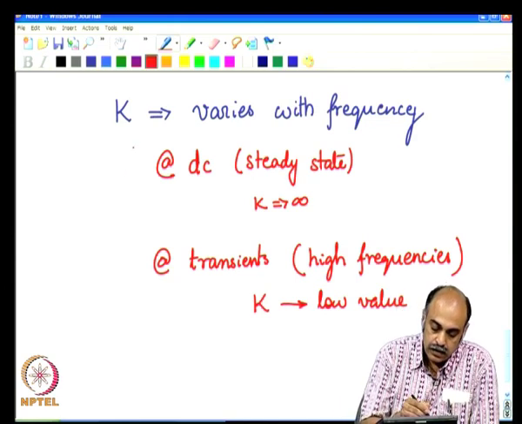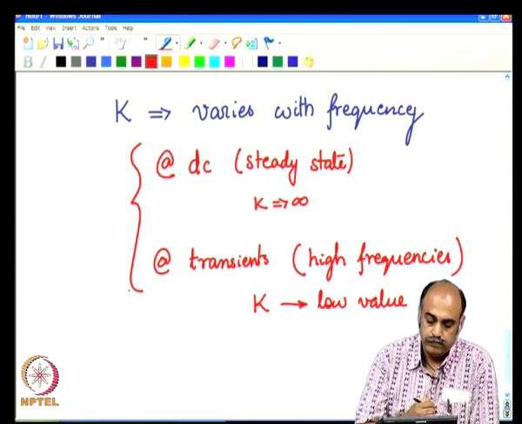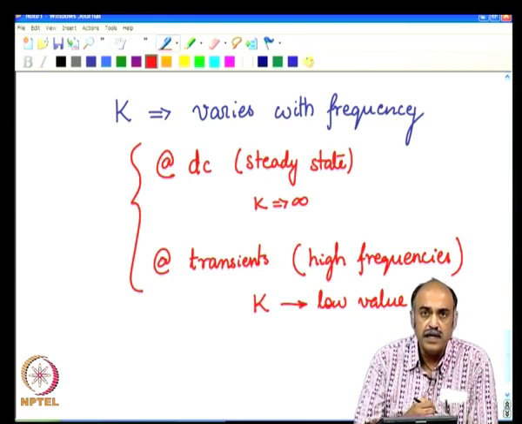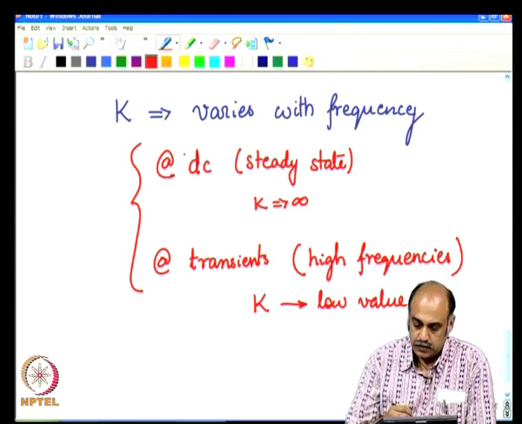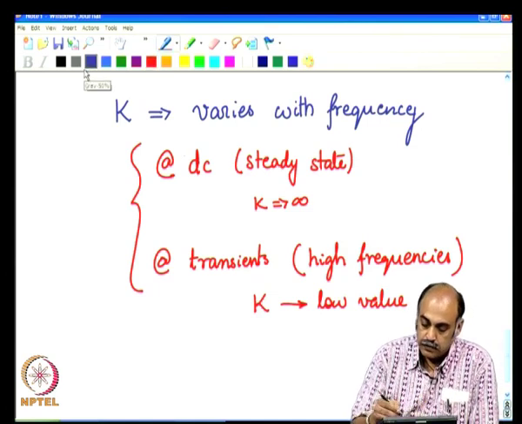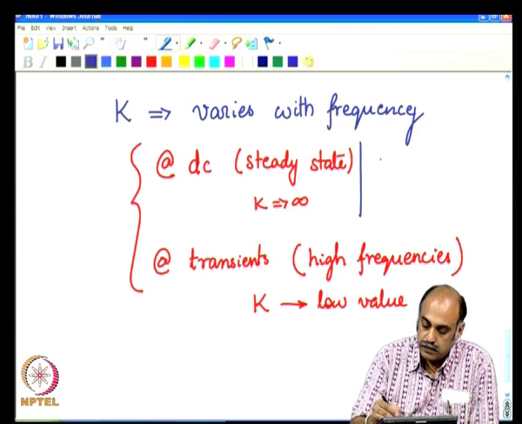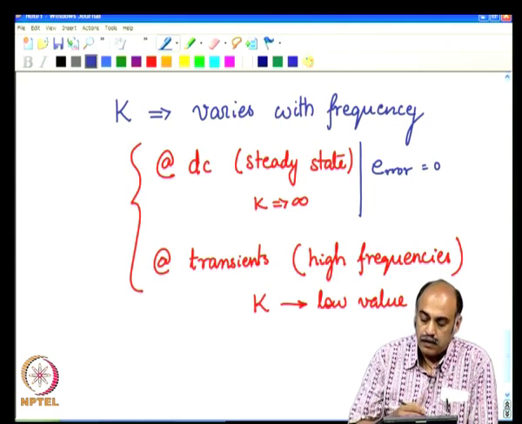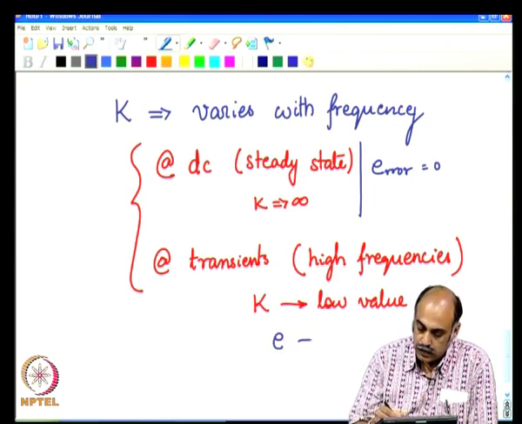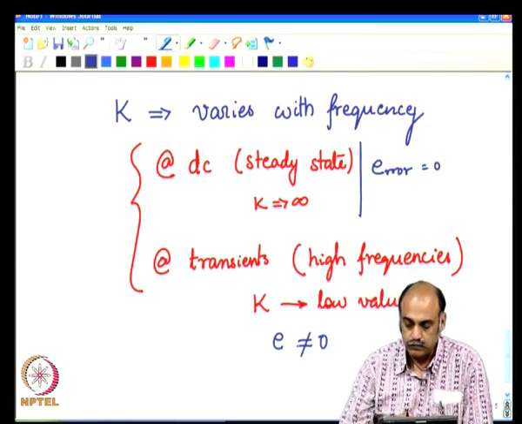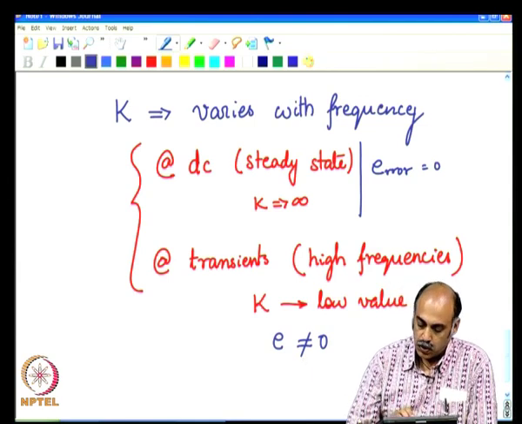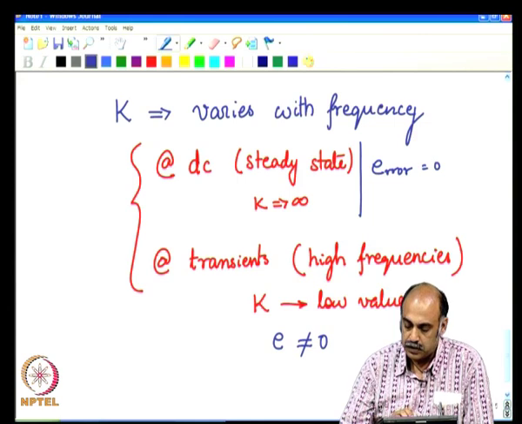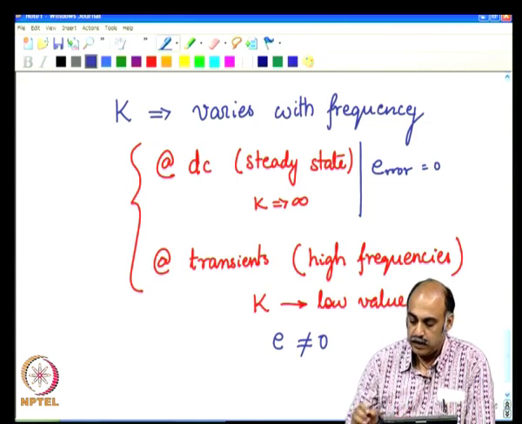So, let us shape the k in such a manner, make it a variable k, such that it follows these kind of constraints. So, under such a condition, you can say during steady state error will be 0 and during transients error is not equal to 0, and this in fact is what will try to solve the two problems that we mentioned, that is the noise problem and the issue of limited input.